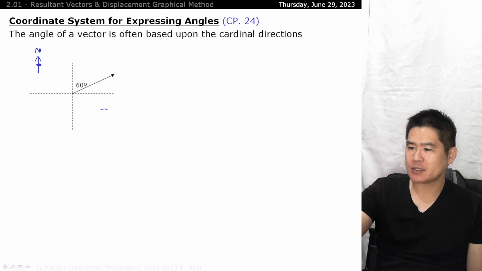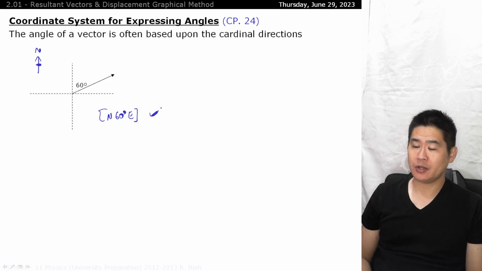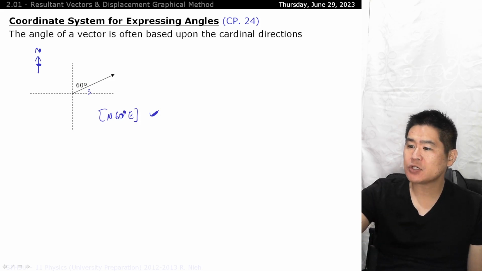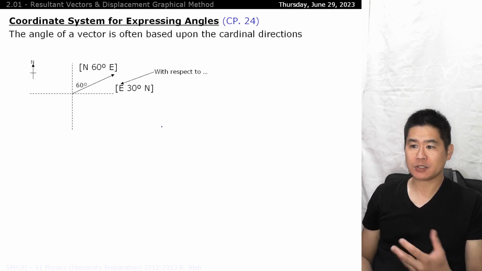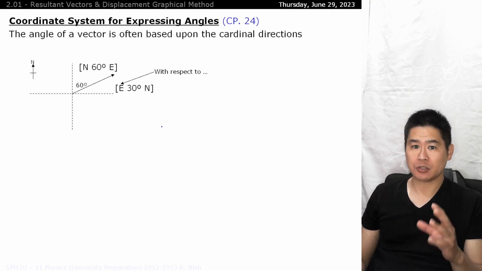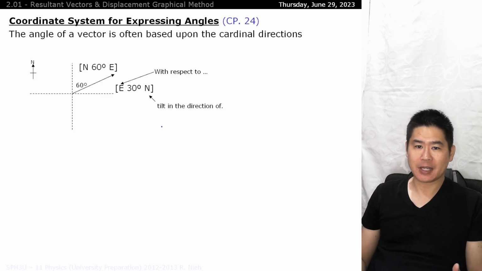One of them is from north you tilt 60 degrees towards the east. That's correct. But there's also another correct answer, and it's by looking at the complementary angle of 60 degrees, which is 30 degrees. So another correct answer would be east, 30 degrees towards the north. One way of interpreting the answers of this is that the first vector describes the initial angle you're dealing with, and then the second one is which way are you tilting towards.